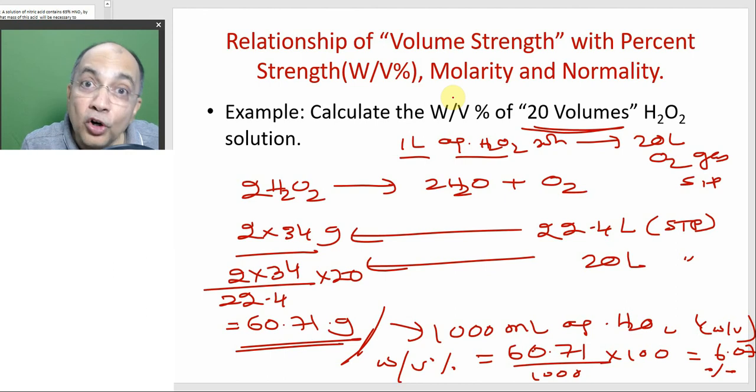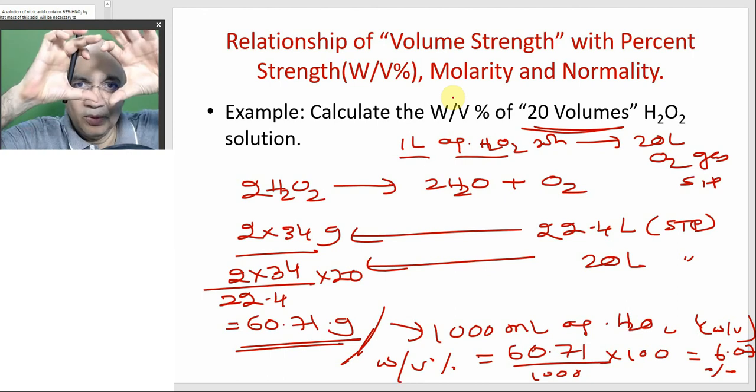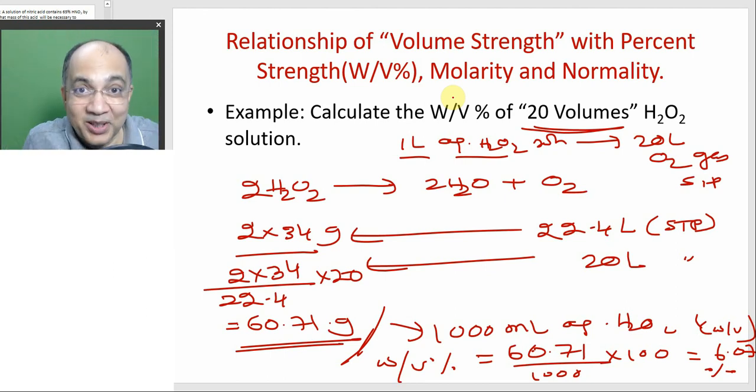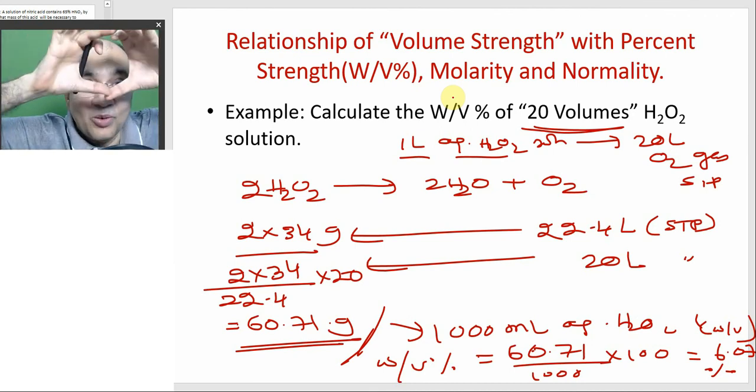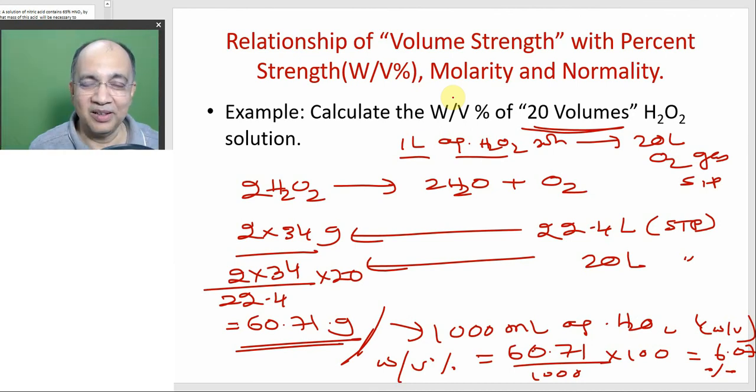So what is the volume strength, X volumes? There is a confusion, isn't it? What will be the volume strength? What is the X volumes sticker that I can put on an H2O2 sample whose W by V percent is 10%? So you can do the reverse analysis.